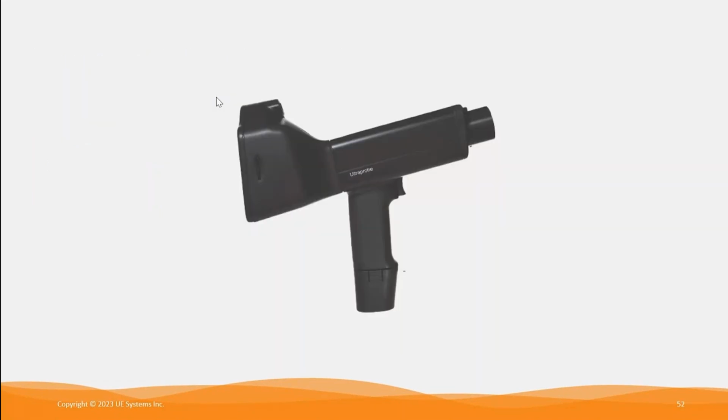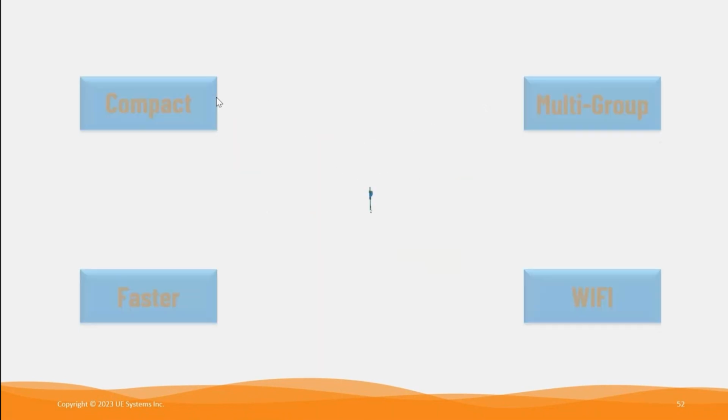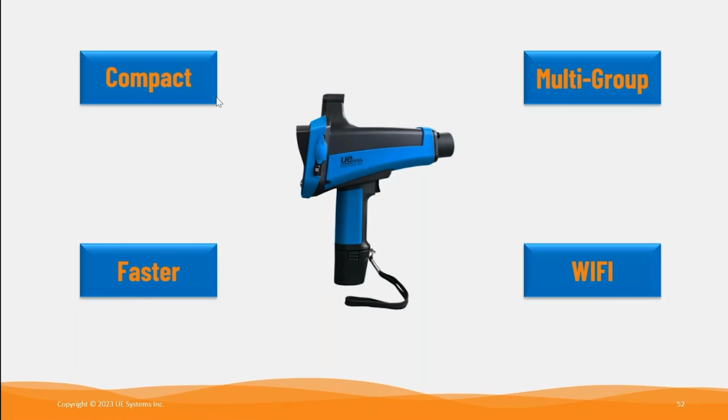So now, as discussed, we will give you an update of the latest products and online systems. The first new update from UE Systems is the new UP15000, which is more compact, lighter, and faster than the old model. It also includes data transfer via Wi-Fi and it supports multi-groups handling.